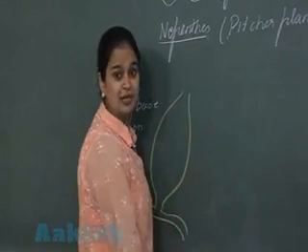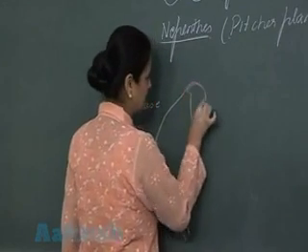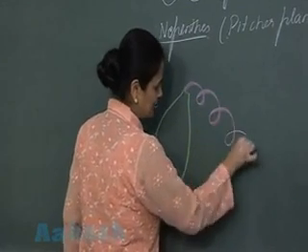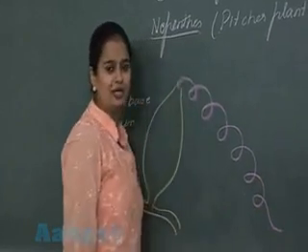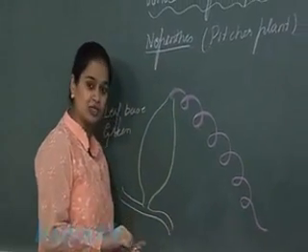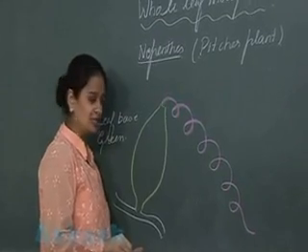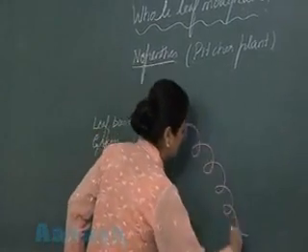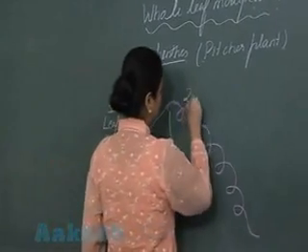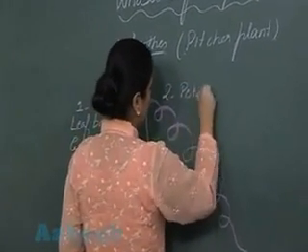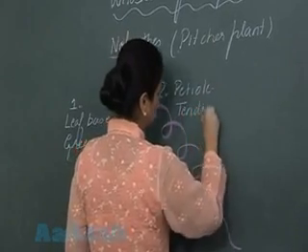After the leaf base, what will be present? Petiole, and in this case the petiole is converted into a thin thread-like wiry structure. You know very well the structure is known as tendril. So this is the second part, that is petiole, and the petiole is modified into the tendril.